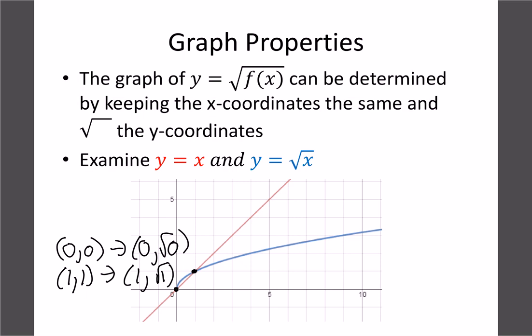But if we pick a different point, like up here, this one's at (4, 4). So we'd have the square root of 4, which is 2, so (4, 2). So we can see that that point up there is now moved to (4, 2). So you get the idea. All we're basically doing is square rooting the y value.